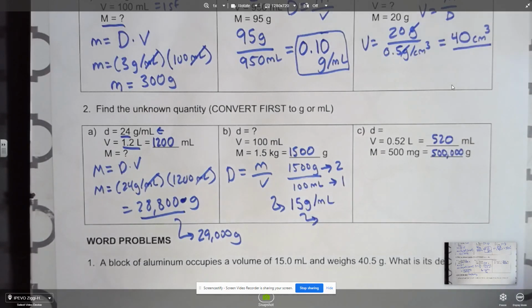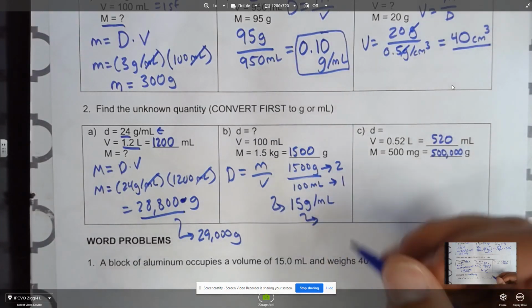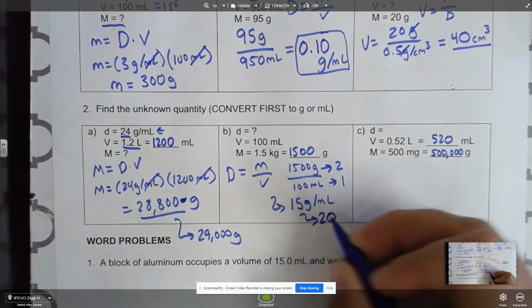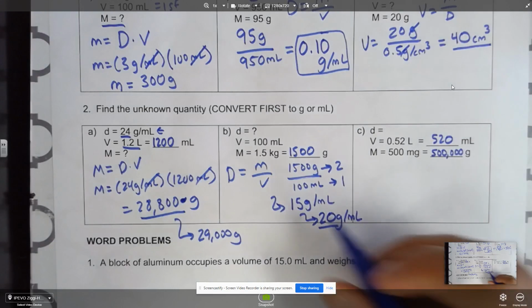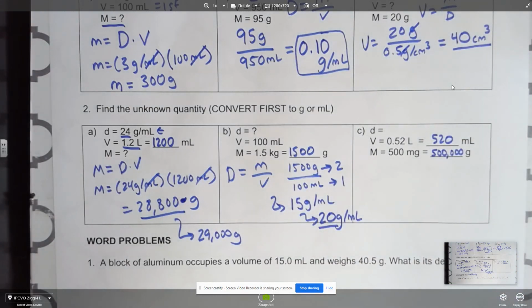And you'll have to see this, okay? Because you'll get points taken off if you don't round it to the correct number of sig figs. This needs to be rounded to 20 grams per milliliter. That only has 1. That has 2. Okay? So maybe you can start seeing why this is a little bit important.